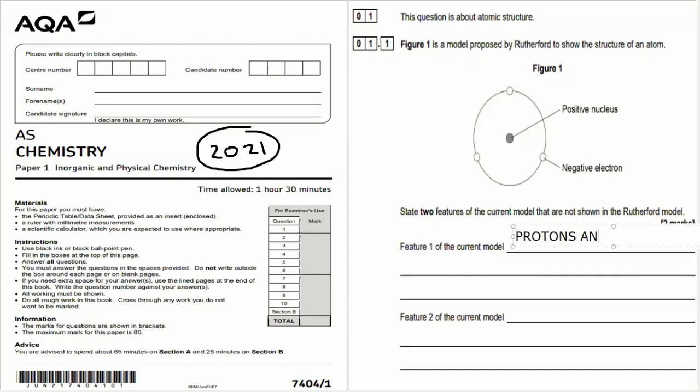So obviously the first thing we can't see is the protons or neutrons in the nucleus. We also see 3 electrons in a single orbital. Well, we now know in the current model that electrons occupy different energy levels or different orbitals or different energy shells.